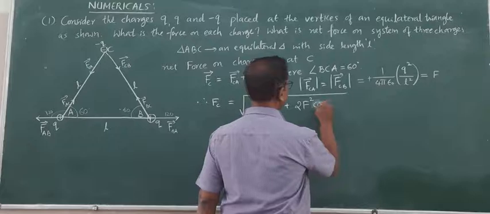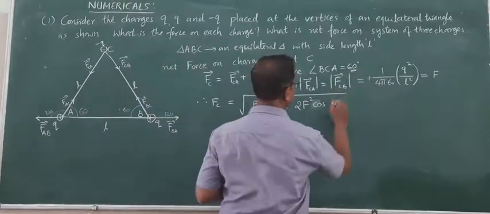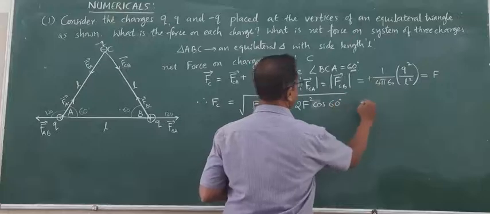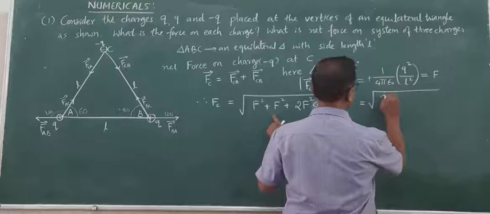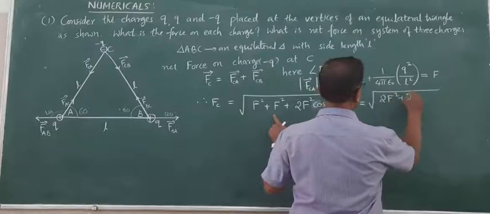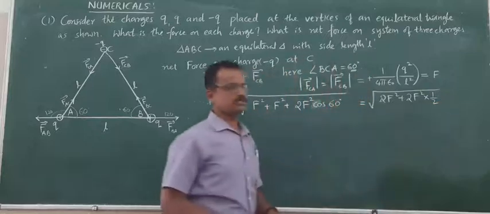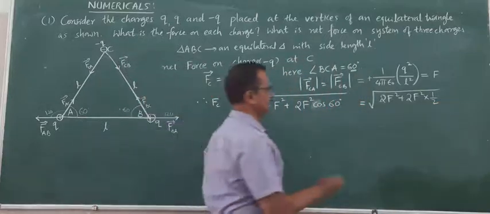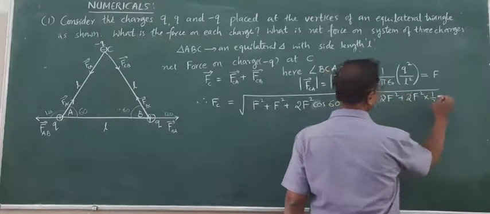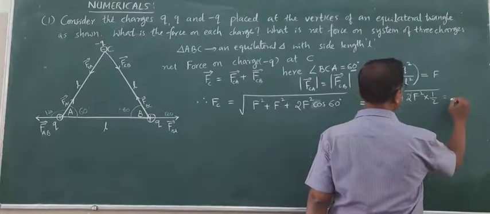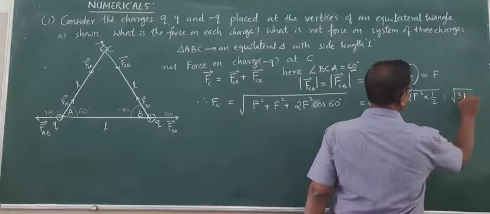2F square into cos, the angle between them 60 degree. So this becomes F square plus F square, 2F square plus 2F square into 1 by 2, because cos 60 is 1 by 2. So 2 cancels with 1 by 2. So you are left with square root of 3F square.